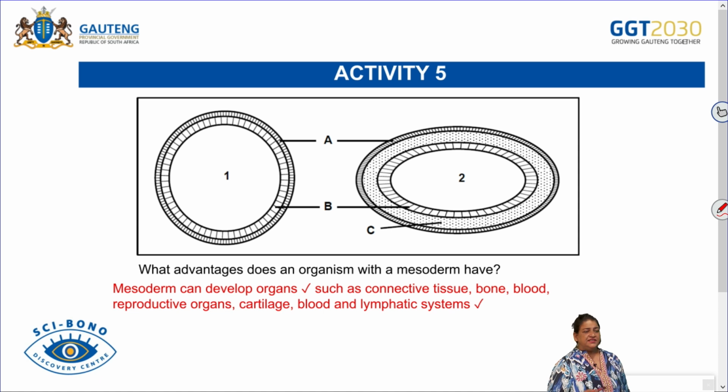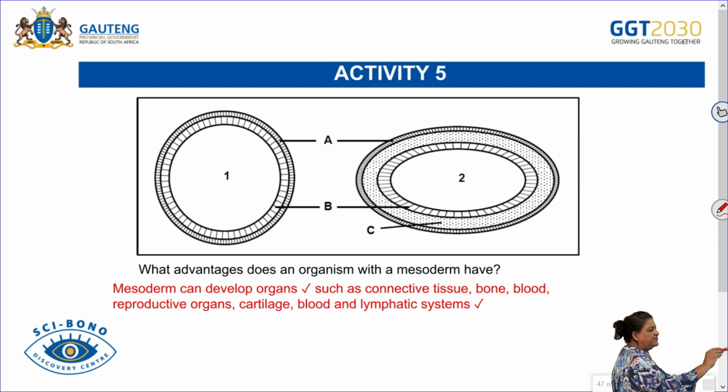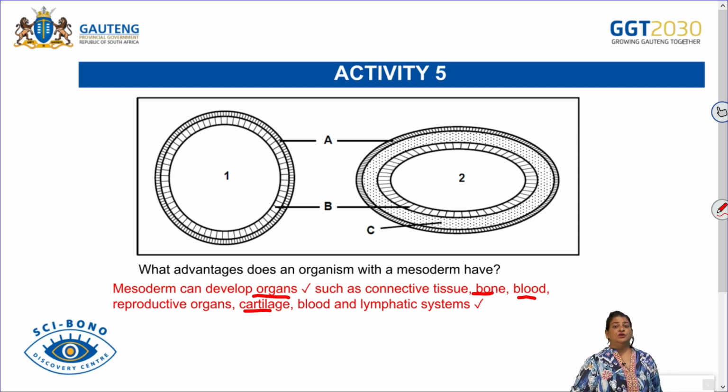Activity 5, same picture again, different questions. What advantage does an organism with a mesoderm have? Remember, the mesoderm is found between the ecto and endoderm. Mesoderm can develop organs, blood, bone, cartilage. So because of the mesoderm, because it's triploblastic, it's more advanced. Organs are formed from the mesoderm.